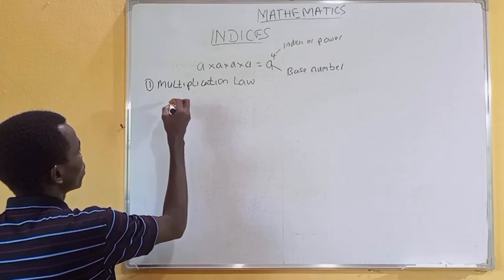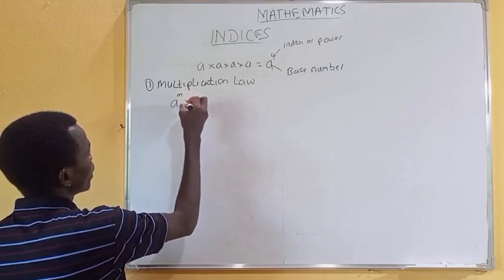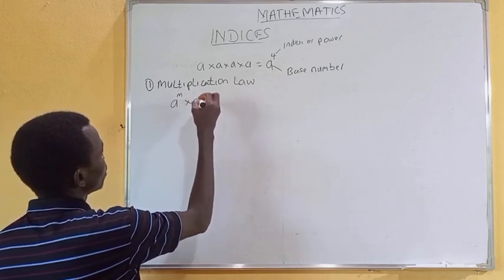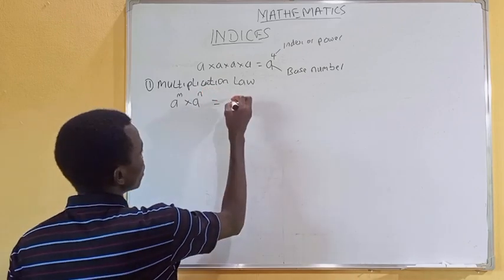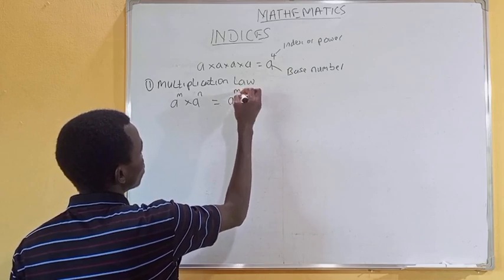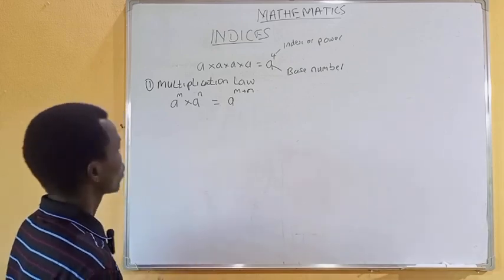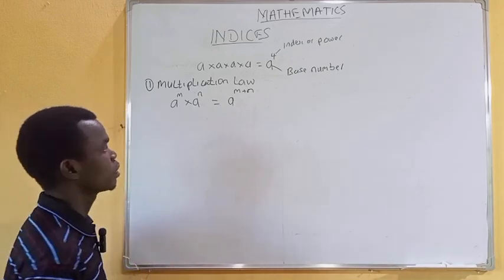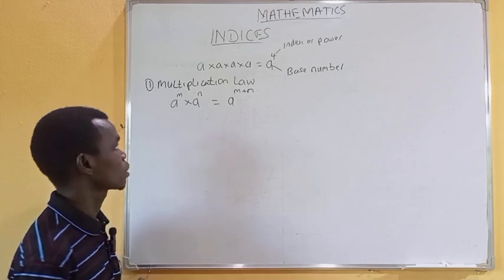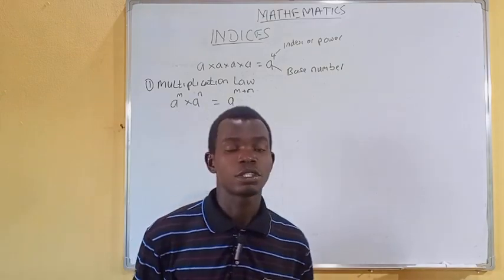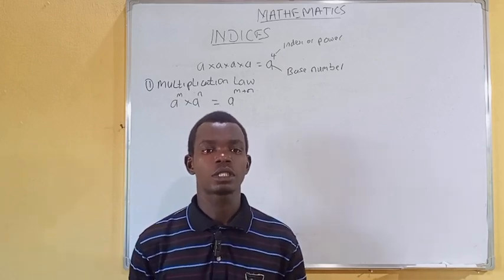Let's say, for example, a number a raised to power m times the same number raised to power n, it will now be a raised to power m plus n. And remember, before this law can be applied to our indices, the base number must be the same. And also, we have the second law.